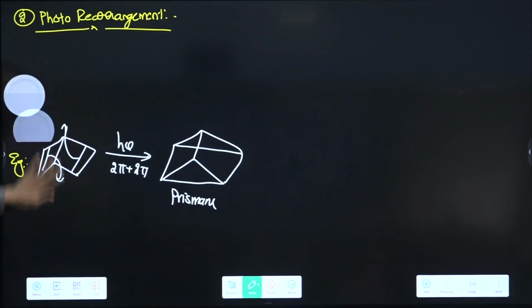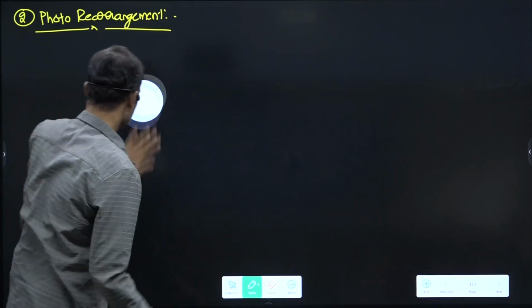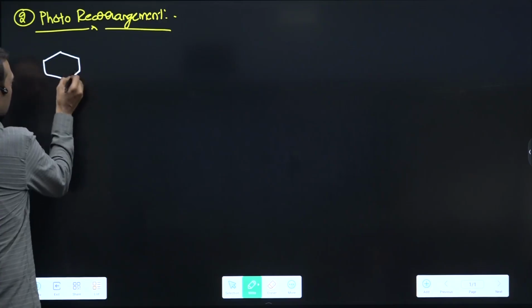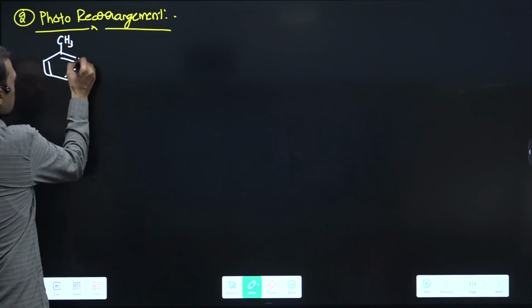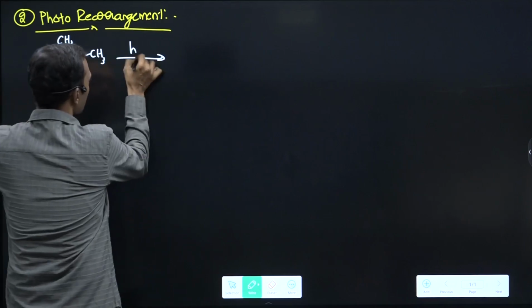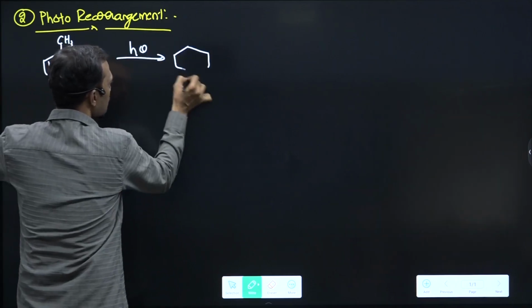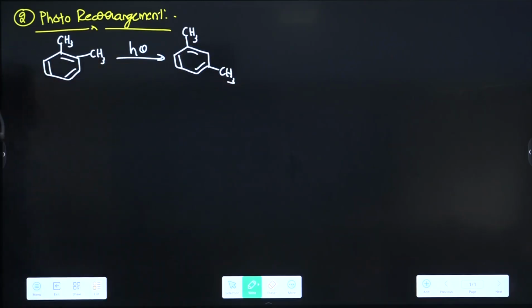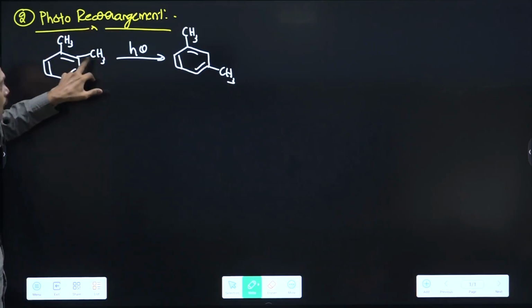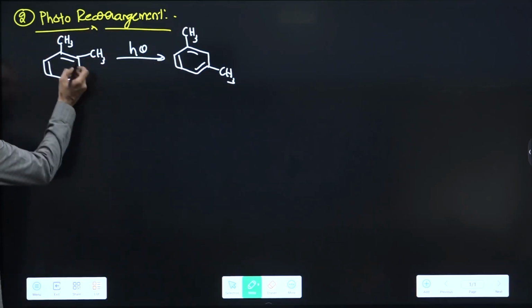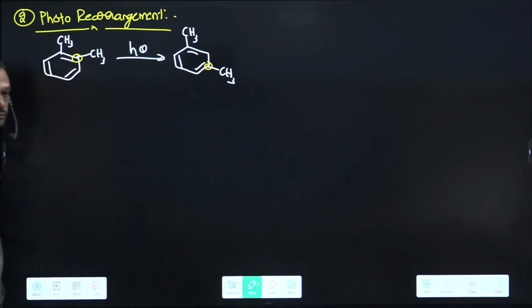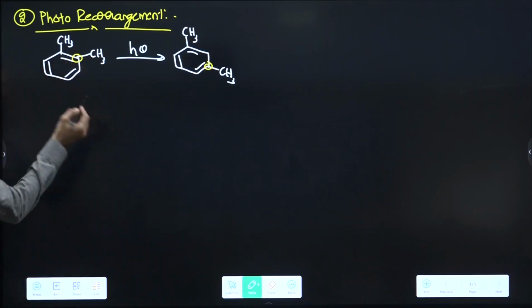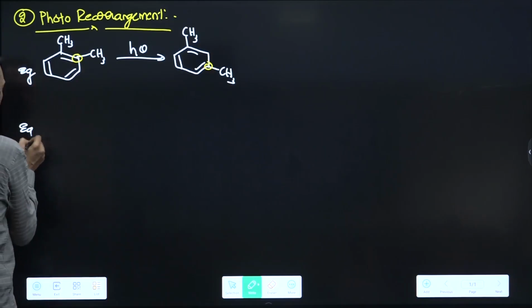Rearrangement of benzene. Take benzene with a proper substitution, especially ortho. Now photochemically, if you irradiate, then this is responsible to give rearrangement, and will give the meta isomer, ortho to meta. This reaction you need to remember. Photochemical irradiation of any benzene with proper substitution, ortho substitution goes to meta, ortho carbon goes to meta carbon. If meta is given, meta goes to ortho. That is the most common reaction.